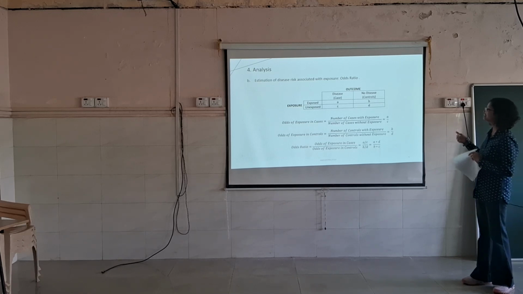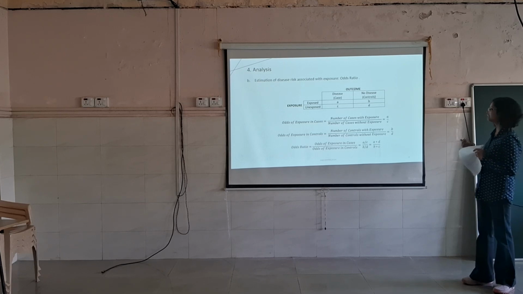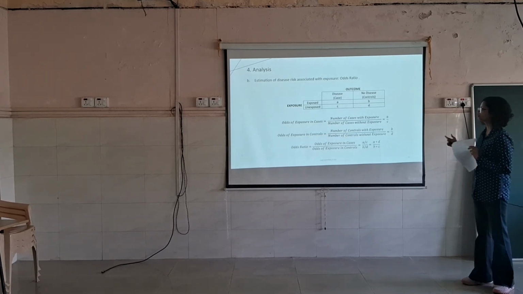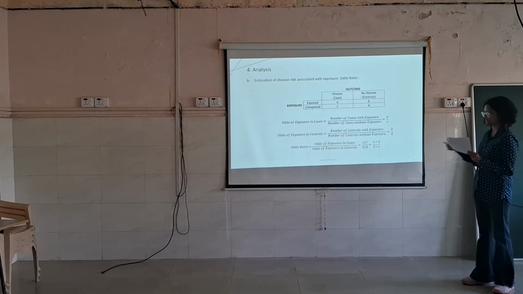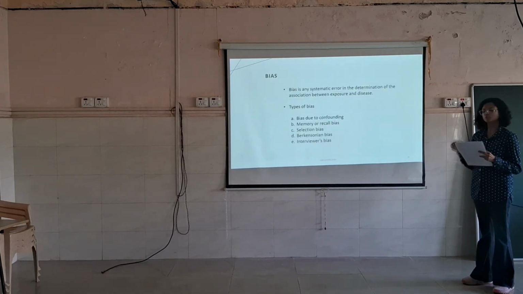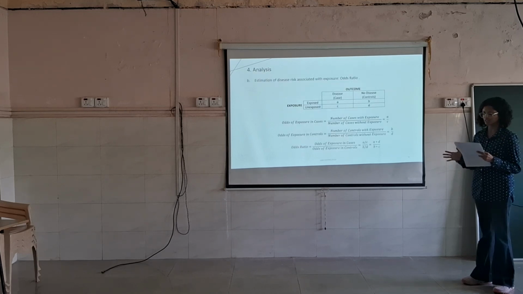That is the number of cases with exposure to the number of cases without exposure. And similarly, we calculate the odds of exposure in controls, and then we calculate the odds ratio. So what is the odds ratio? The odds ratio is a measure of the strength of association between the risk factor and the outcome.